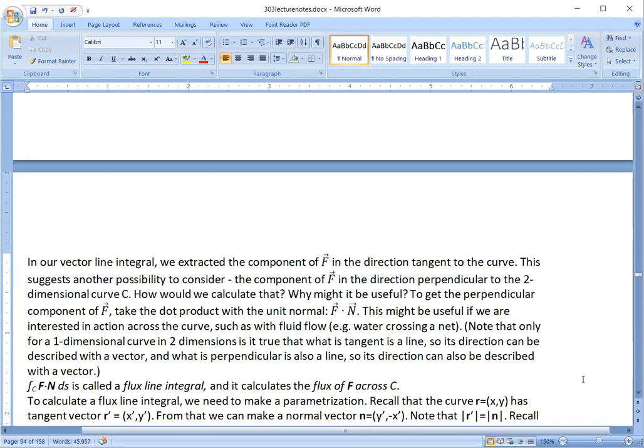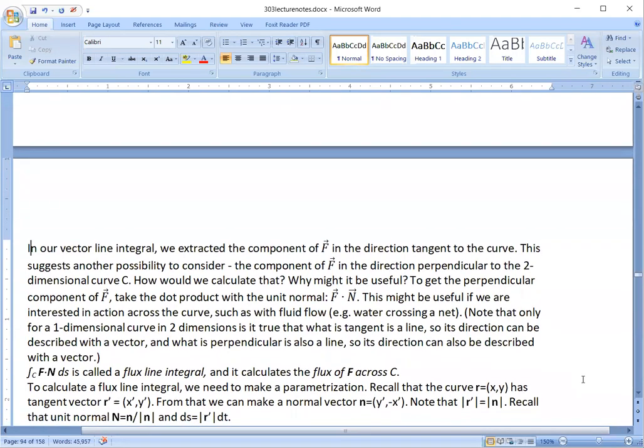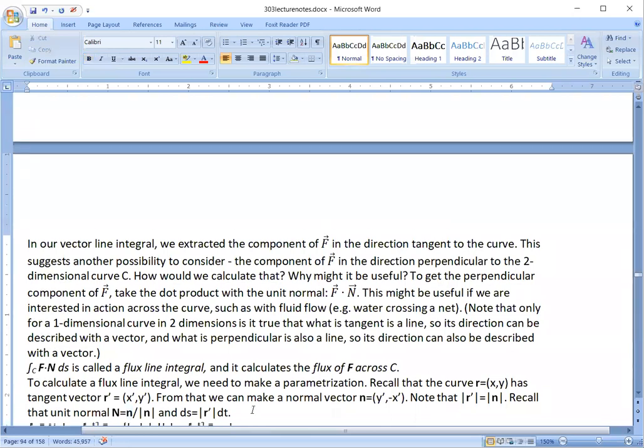But for a moment, we want a unit normal. So we're going to have to divide by the magnitude. So notice that the magnitude of r prime is the same as the magnitude of n. Since they have the same components, the components have the same magnitudes, therefore the vectors have the same magnitudes. So of course the unit normal just comes from taking the normal vector we have here and dividing by its magnitude. And then let's also recall that ds is just the magnitude of r prime times dt.